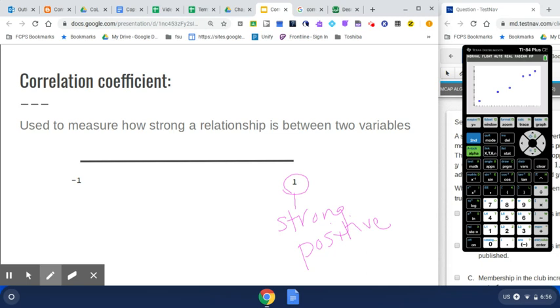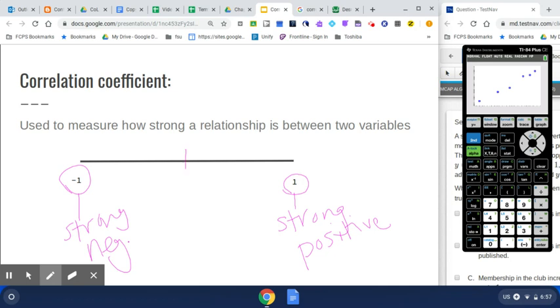If there is a negative relationship, and again, the points are all very close to a straight line, then the correlation coefficient will be -1. So this is going to mean a strong negative correlation.